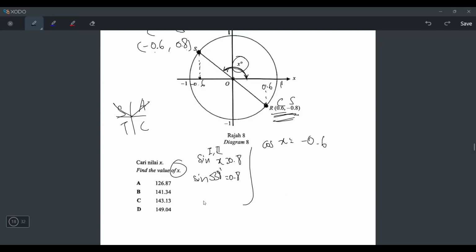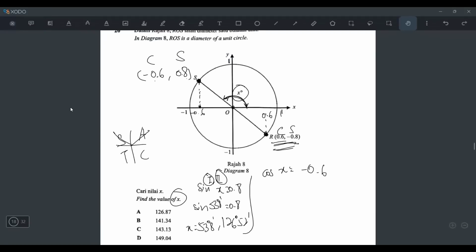53 degrees 8 minutes. But this is not the only answer, because there's the first quadrant and the second quadrant. So how to get the second quadrant? 180 minus the answer. Okay, I get 126 degrees 52 minutes. Okay, but which one is the answer?